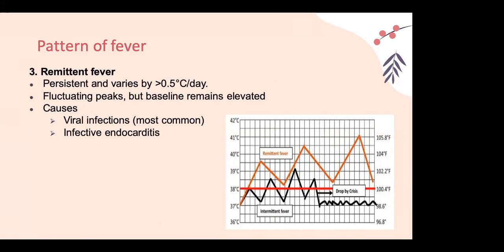Next, for the remittent fever, the fever persistently occurs and varies by more than 0.5 Celsius per day. As you can see on the picture, on the orange line, the fever always fluctuates. However, it does not reach the normal temperature. It can be due to viral infection and infective endocarditis.